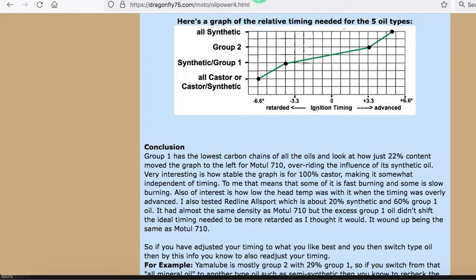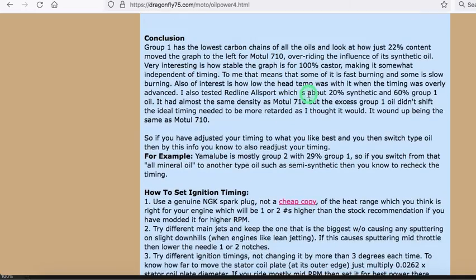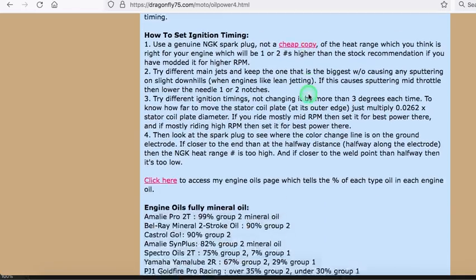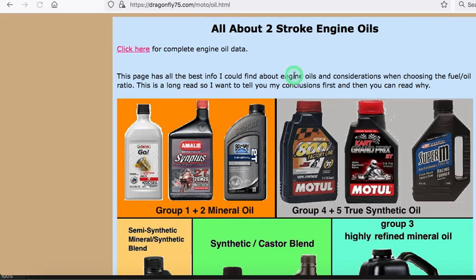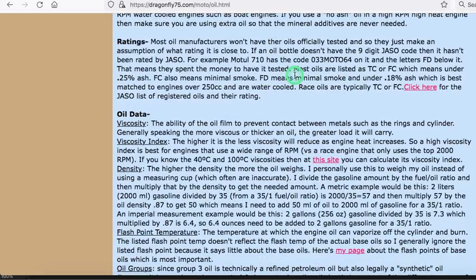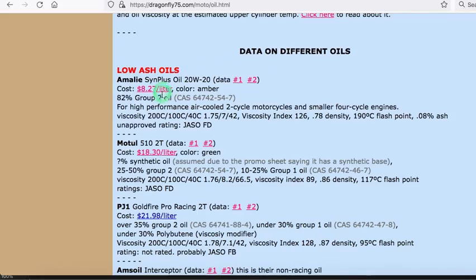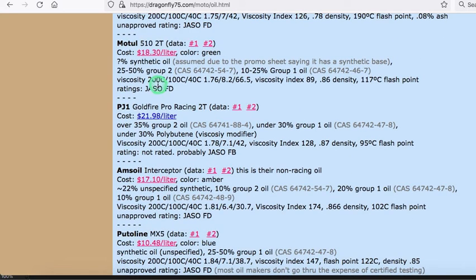So on this page on my website that has this information, if you scroll down, this link right here will go to my web page about engine oils. And if you scroll down, you'll find the data on each one. It tells you what percent of different oil types are in it, the viscosities, the density, the flash point.